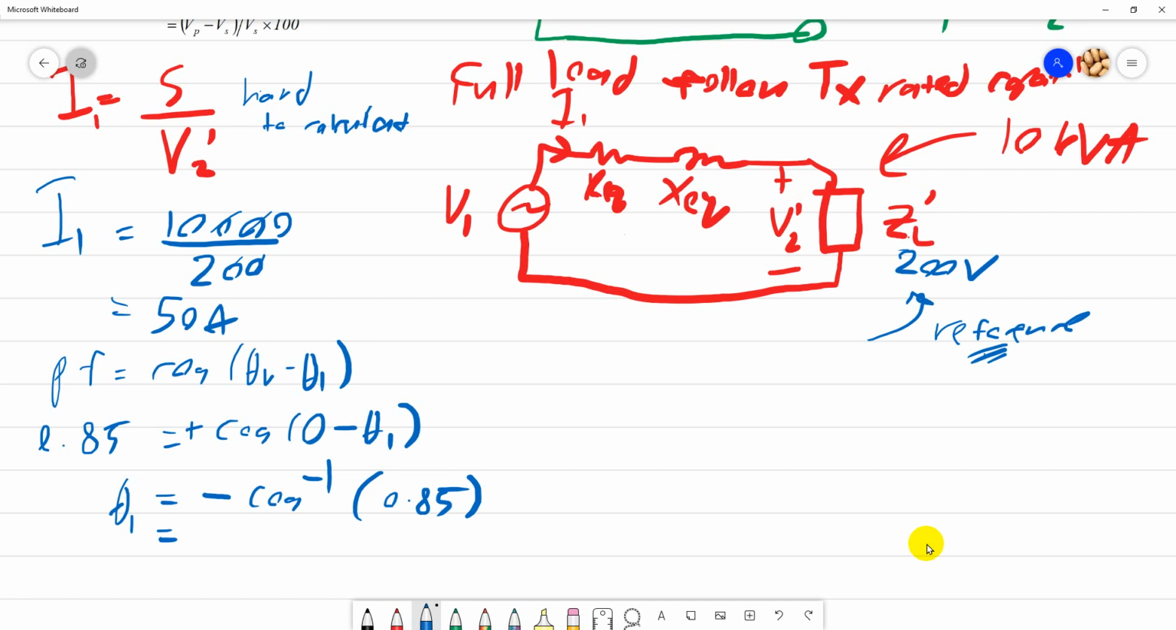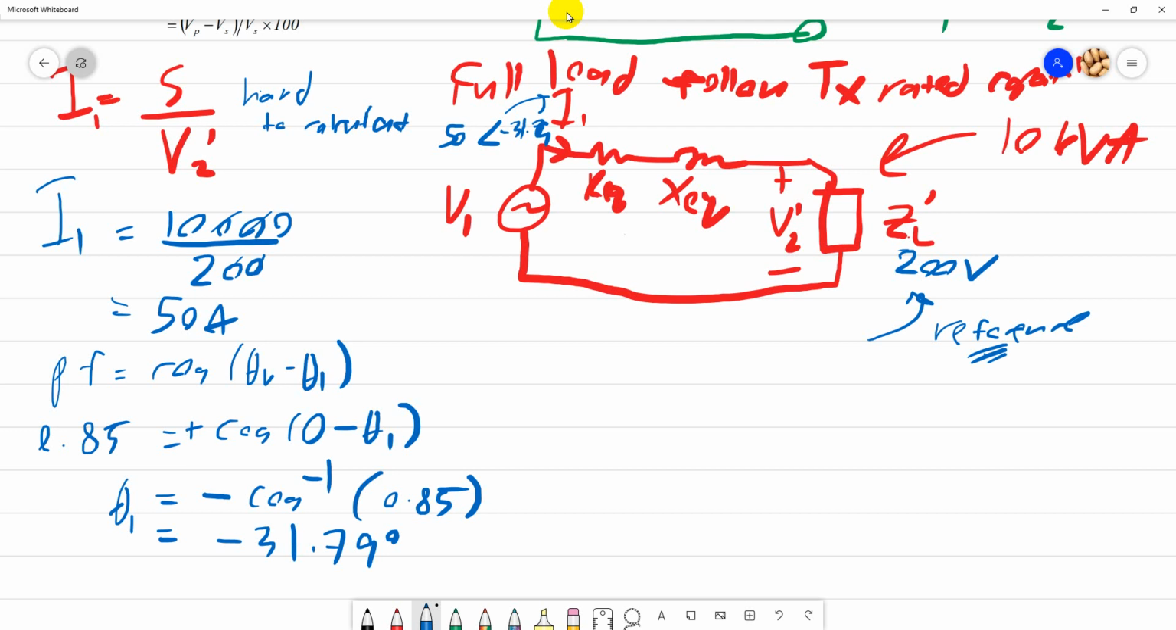You have to shift cos to get the cos inverse. So you get negative 31.79 degrees. So you already get the current here. The magnitude is 50 and the angle is negative 31.79. This is the current.